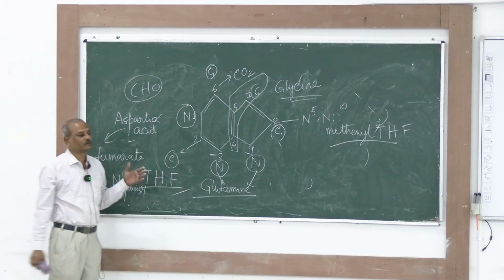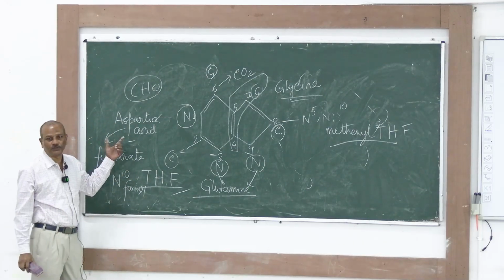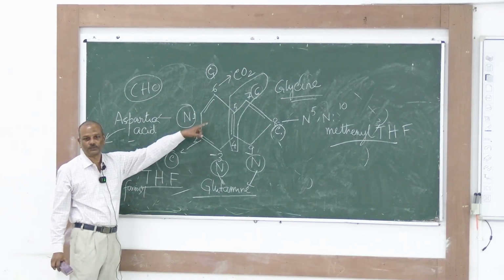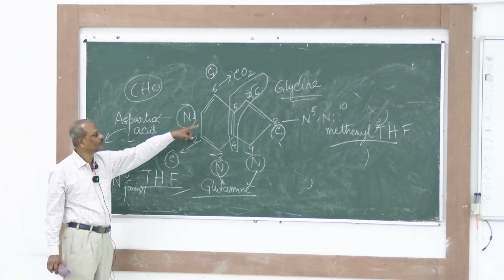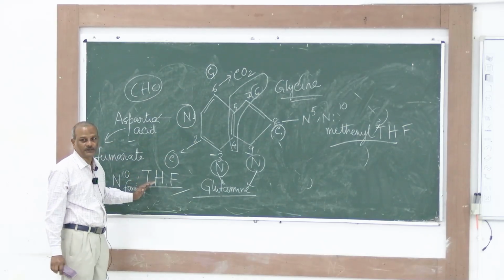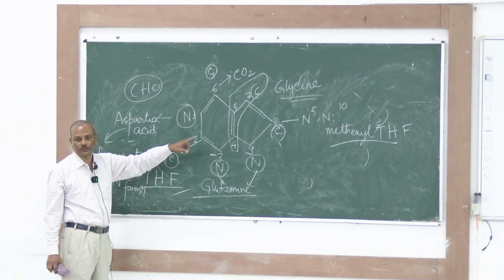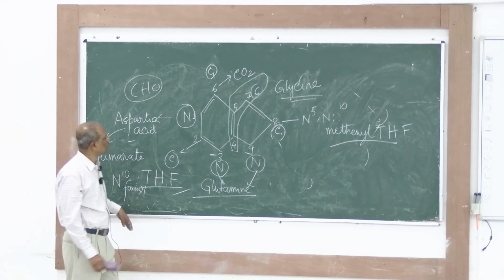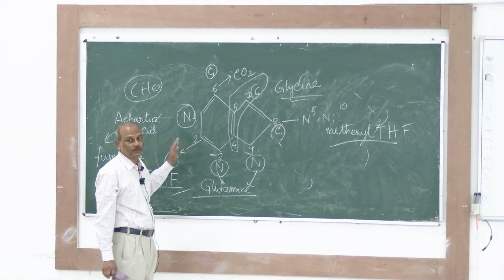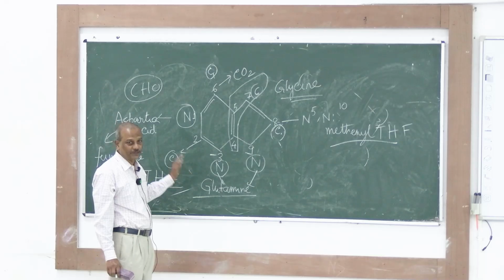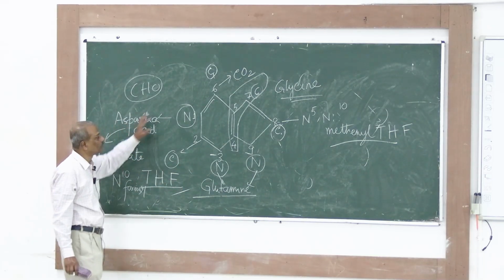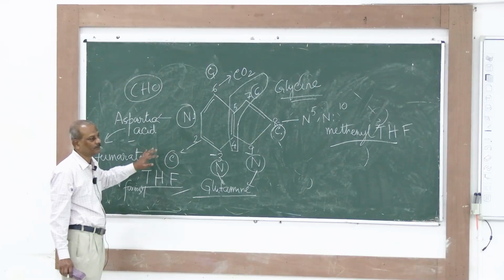So there are 3 amino acids which are involved. One is aspartic acid, one is glutamine, and the third one is glycine. And glycine alone is contributing 3 atoms. And tetrahydrofolate is contributing 2 carbon atoms. Okay. So these are the basic precursors or fundamental molecules, you can say, which will contribute to the formation of the purine ring.